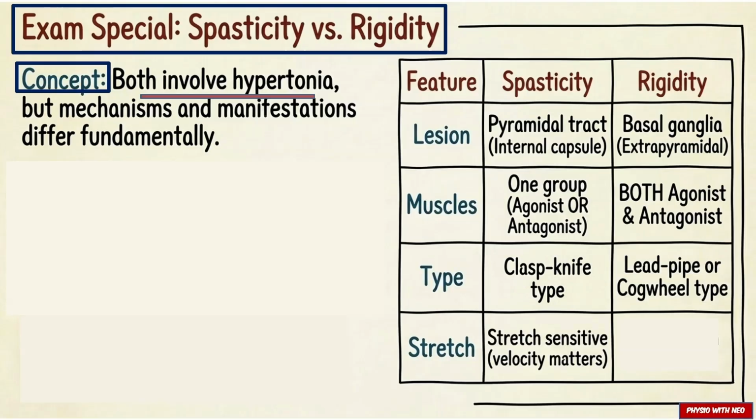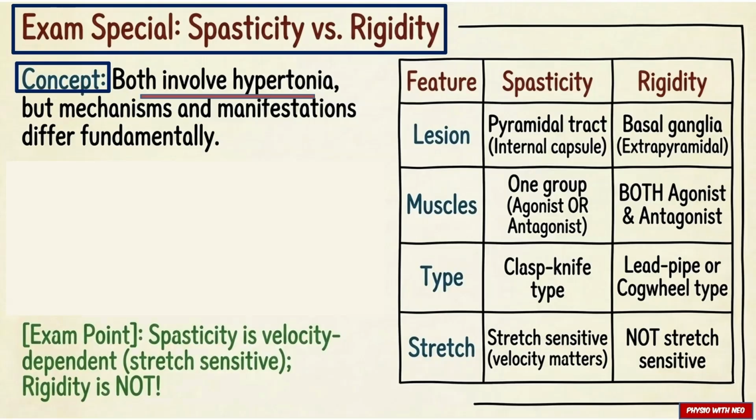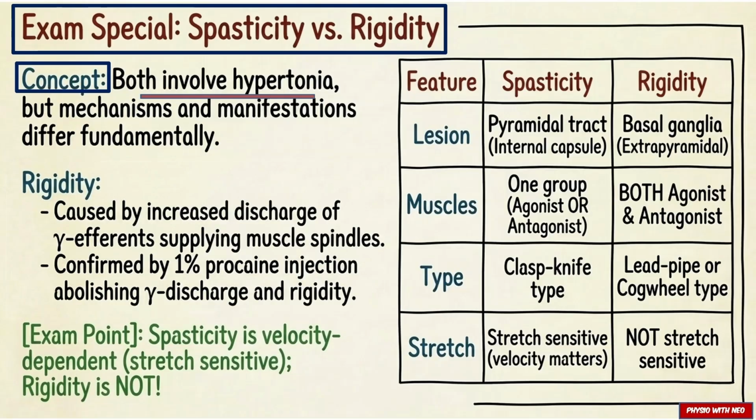Spasticity is velocity dependent, that is, stretch sensitive, whereas rigidity is not. Basically, rigidity is caused by increased discharge of gamma efferents supplying the muscle spindle, and it can be confirmed by 1% procaine injection abolishing gamma discharge and rigidity.